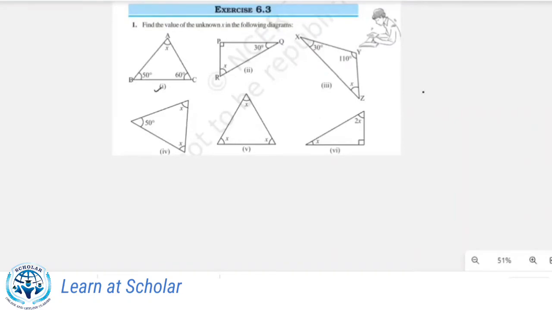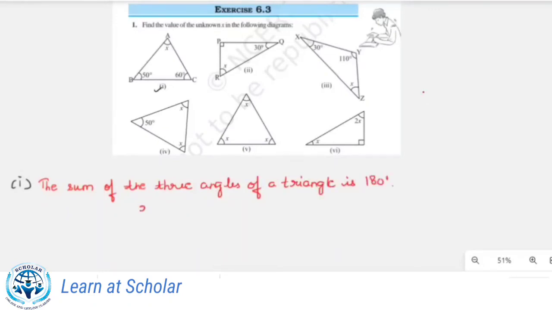Now exercise 6.3. Find the value of the unknown angle X in the following. The sum of the three angles of a triangle is equal to 180 degree. This is the angle sum property of a triangle. So we can easily find out the third angle by adding all the three angles and the sum is equal to 180 degree. So the value of X will be 180 degree minus 110 degree is equal to 70 degree.